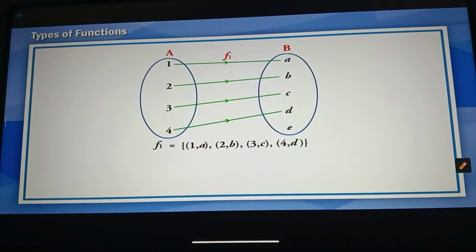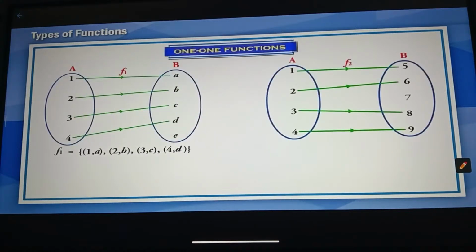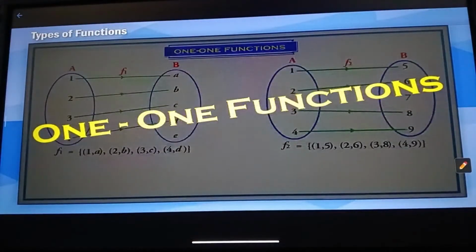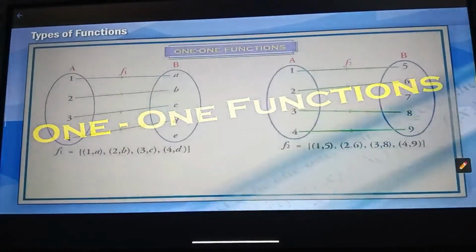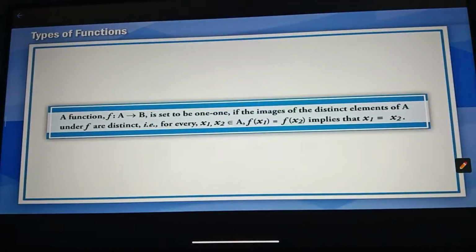Now, take a look at this diagram. In this case also, the images of the distinct elements of set A under f2 are distinct. Or, no two ordered pairs have the same second coordinates. Such types of functions are known as 1-1 functions. Let us define it mathematically.